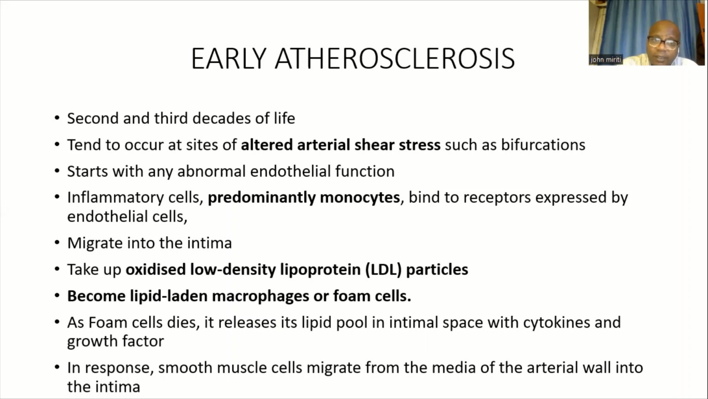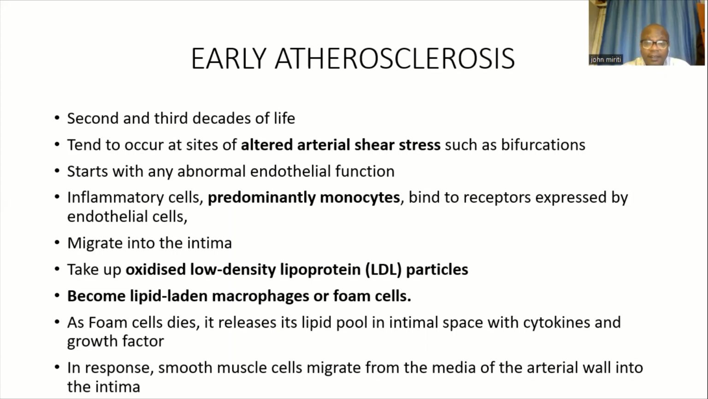So this results in migration in the intima, and then the intima, the remnant of the blood vessels, becoming narrow, compromising the blood flow in it. So oxidized low density lipoprotein particles are taken up and deposited there, and you know that low density lipid particles are the ones which are burned in our body. So there is a deposition of lipid by macrophages or foam cells, and foam cells die, making the intimal space lipid-poor, with the cytokines and growth factors.